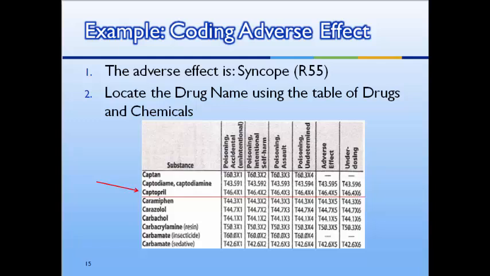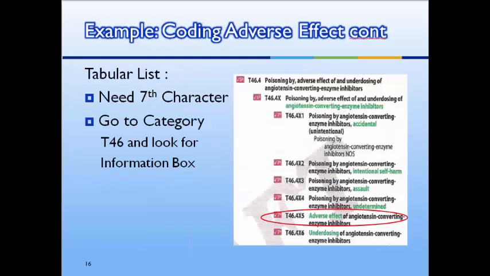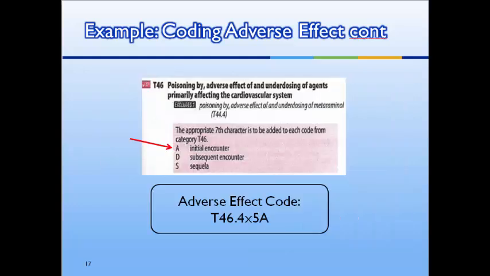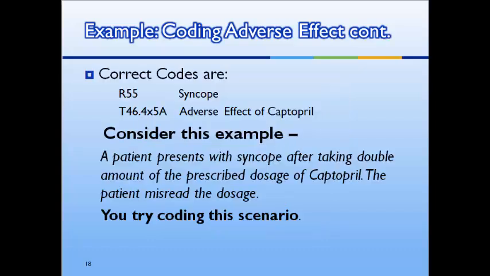Are we done coding? No, we go to the tabular list. So in our tabular list, we find our T46.4X5, and we see that little red box. That means we need a 7th character. So where do we find it? We go to the category T46, and this tells us which 7th character needs to be added. So for our initial encounter, the 7th character is A. So putting it all together, our correct codes in order are R55 for syncope, and then T46.4X5A for the adverse effect of captopril.